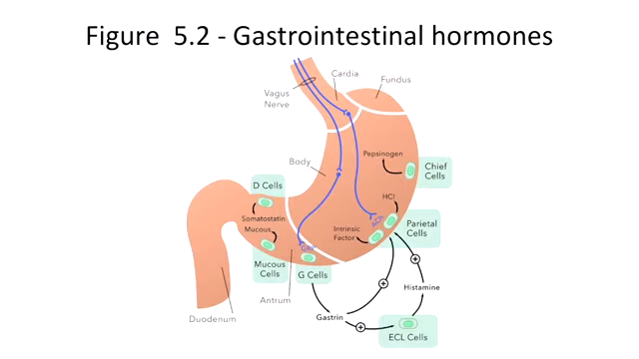Okay, the next topic is the stomach. This is figure 5.2 from your text, which provides an overview of some of the gastrointestinal hormones associated with the stomach. Notice that the stomach has several important landmarks: the cardia, the fundus, the body, and the antrum. Also, it's not on this image, but the pylorus is right here.